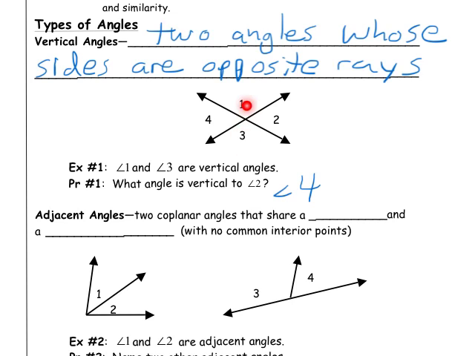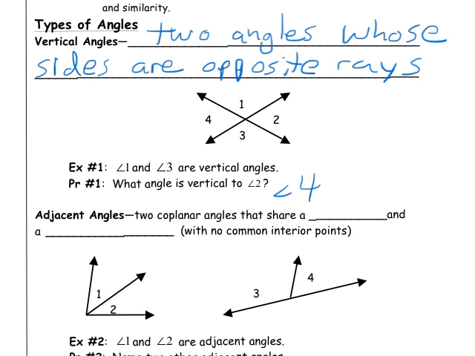I guess an easy way to remember that is you could kind of see that 1 and 3, they are vertical. They're on top of each other. It's another way of thinking about vertical. But that kind of breaks down if you're going side to side, because 2 and 4 are also vertical. So yeah, it's the ones that are directly across from two intersecting lines, these two angles right there.